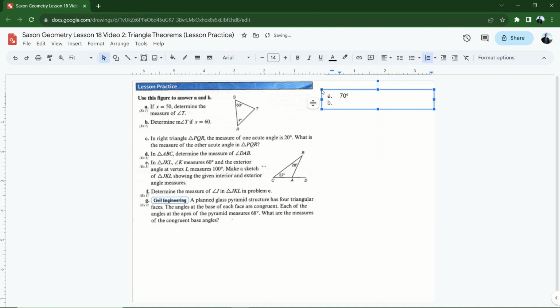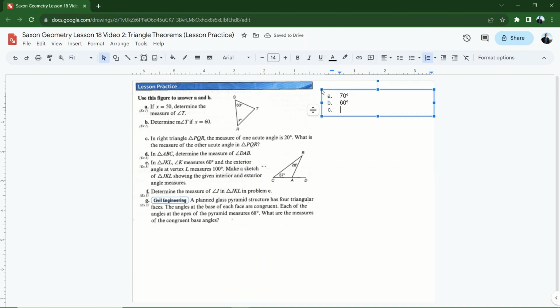All right, letter B. Determine the measure of angle T if x is 60. Well, if x is 60, that means that S and R are congruent, and that would be a 60, 60. The last angle measure is 60. This would actually be an equilateral and a regular triangle. It would be equilateral, equiangular, so it would have to be a regular triangle.